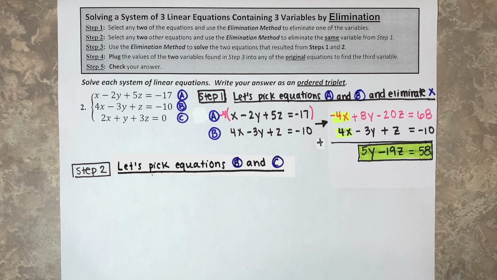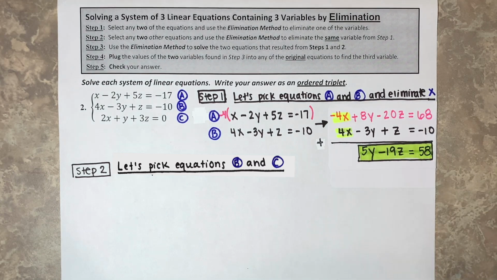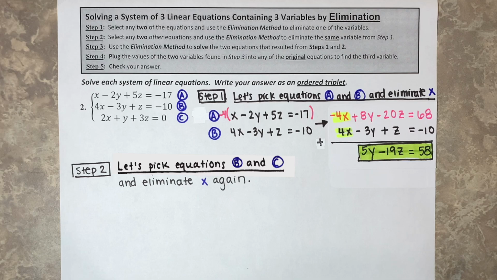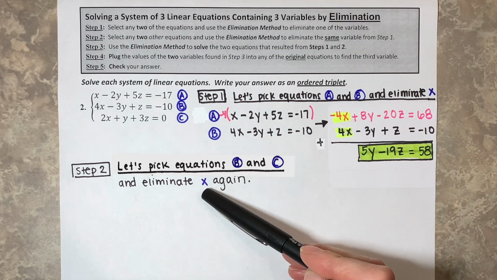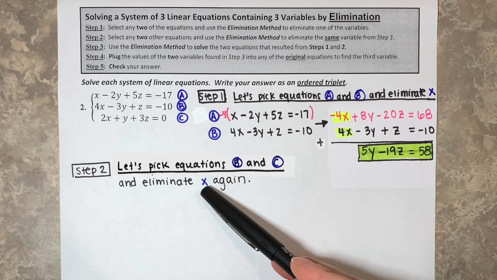Now, in step 1, we could decide to eliminate any variable. We could have eliminated x, y, or z in step 1. It doesn't matter. But in step 2, you have to eliminate the same variable that you did in step 1. So since in step 1 we eliminated x, in step 2 we have to eliminate x again. If we eliminated y in step 1, then we would eliminate y in step 2. If we eliminated z in step 1, then we would eliminate z in step 2.